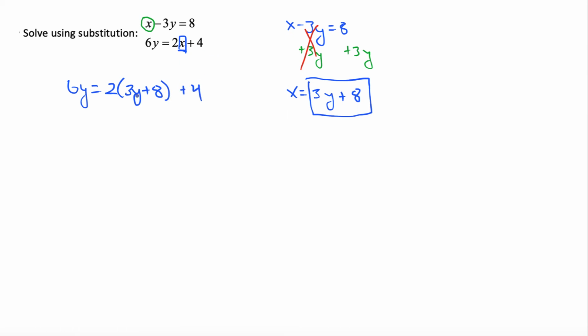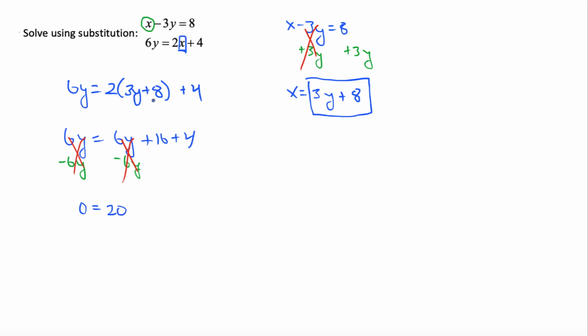Okay, and now we want to solve this guy for y. Okay, so let's distribute through the 2 here. So we get 6y equals 6y plus 16 plus 4. And wait a minute, what happens when we subtract this 6y over to the other side? Well, it cancels out on the right and the y's cancel out here. Notice what we are left with? 0 equals 20, right? Okay, this is a contradiction, right?